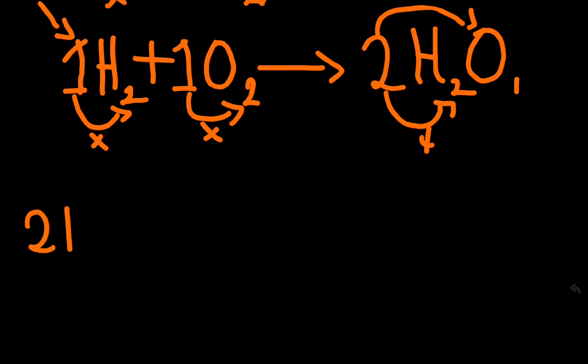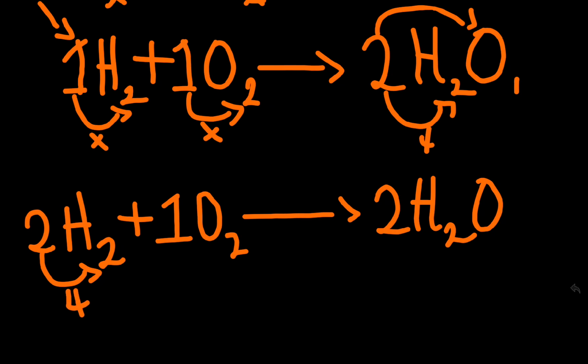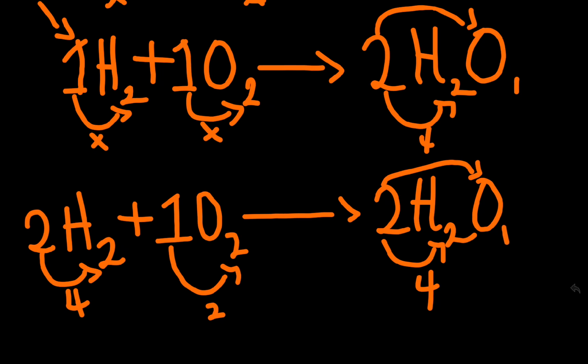So we have 2H2 plus 1O2, which gives us 2H2O, and we'll try it out again. 2 times 2 is 4. 2 times 2 is 4. The hydrogen is balanced. 1 times 2 is 2. 2 times 1, because there's an invisible 1 down here, is actually 2. So now the entire equation is balanced.